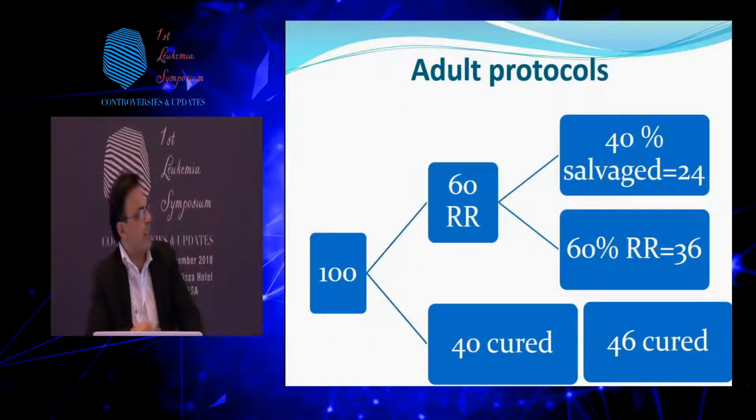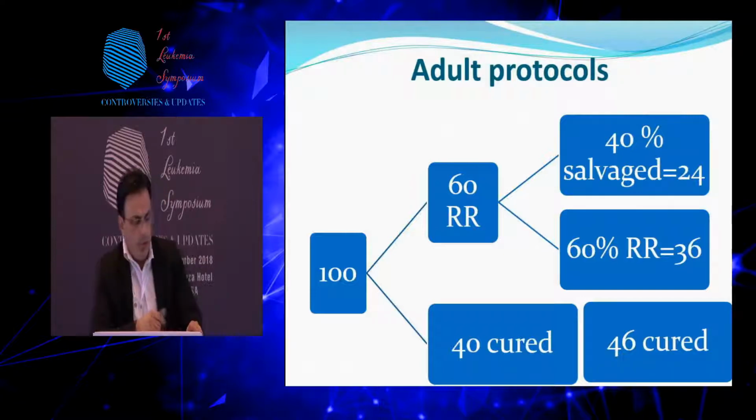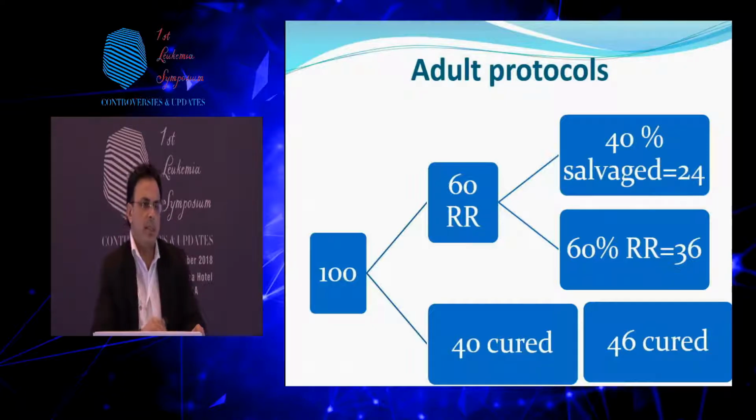So this is a quick summary about the outcomes of patients treated on adult type chemotherapy protocols. If you start with 100 patients, 40 at best will be cured. 60 will be relapse refractory, and from these 60, you can salvage 10% at best. So you end up with 46 cured. So 46%. This is the best case scenario using an adult type chemotherapy protocol.